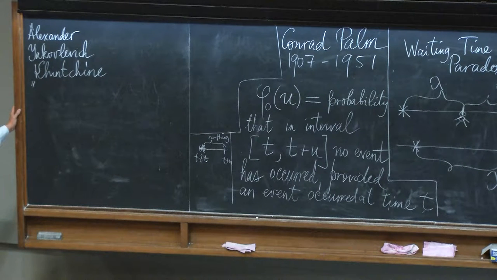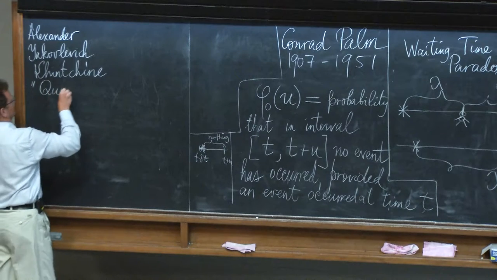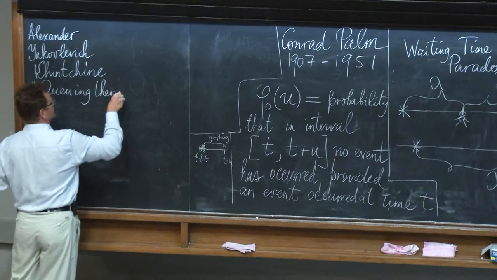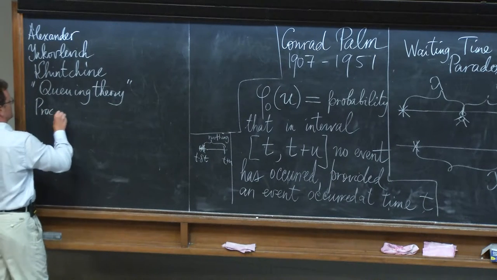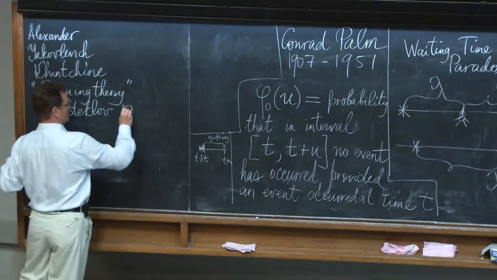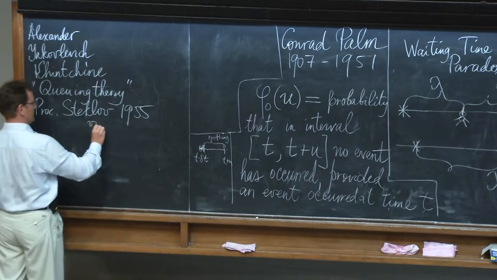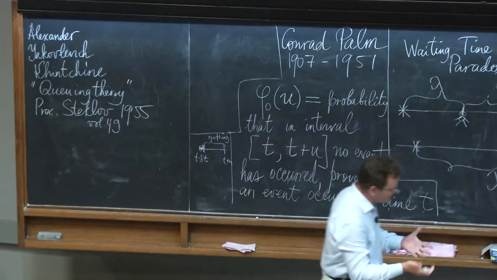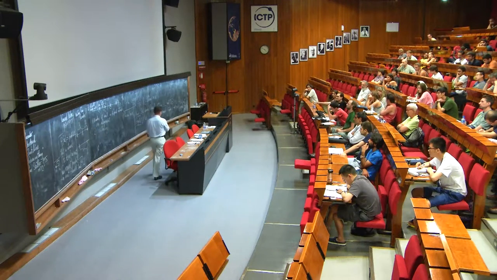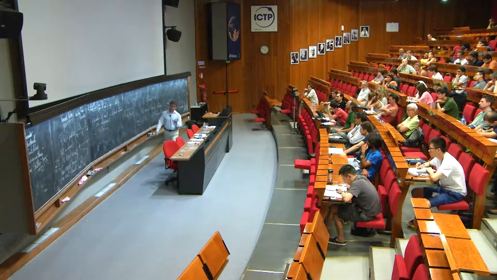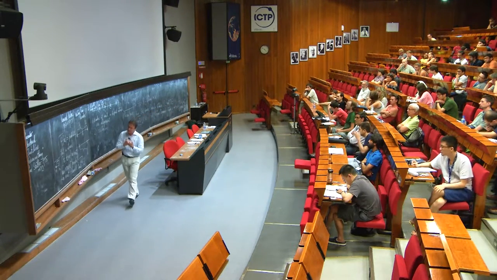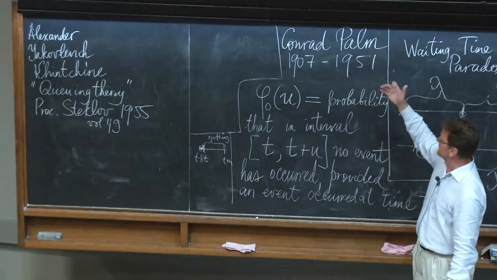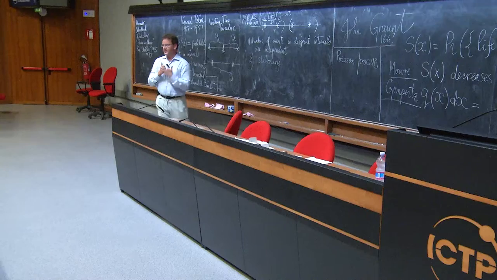I have some trouble translating its title. I will modernize it in English terms. The Russian title, Teoria massovo obsluzhivanja, in English is translated as queuing theory. So I will give the modern English translation, queuing theory. This is Proceedings of the Steklov Institute of 1955. It's a separate volume, volume 49. So this fundamental monograph gave rigorous foundations to queuing theory, and in fact to the theory of stationary point processes. So the idea of Palm was that one can, from this probability, get the stationary process back.